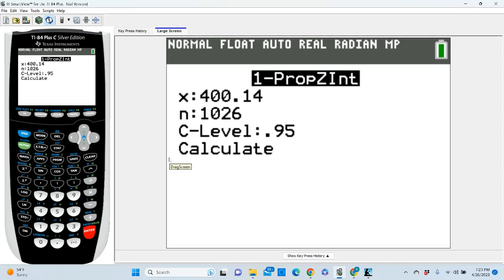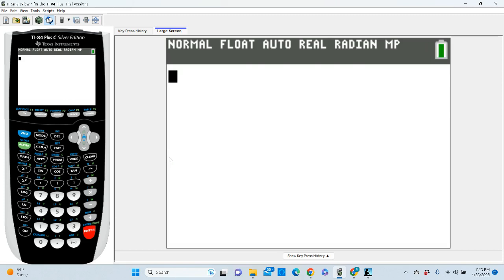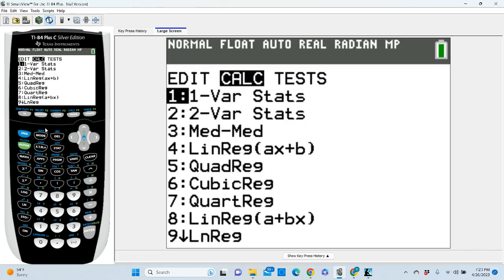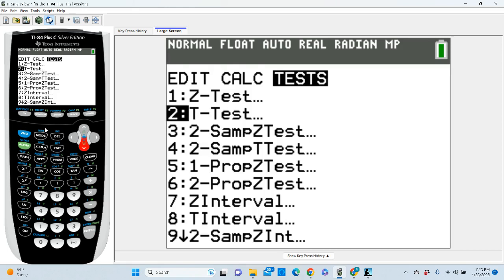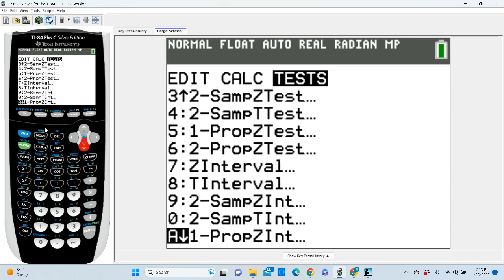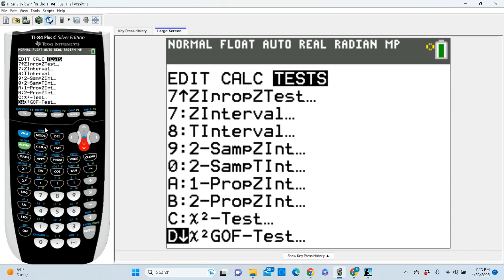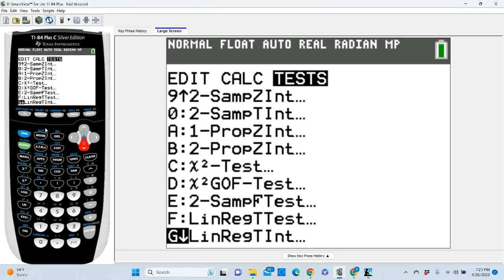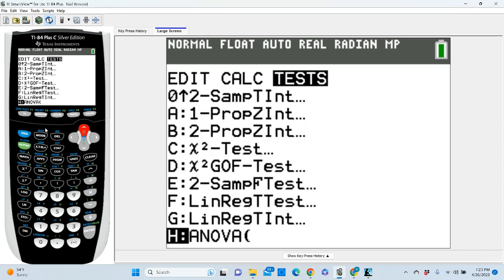Now when I go down to calculate, come on, stat calc. What did I do? No, tests. Sorry, I want a one prop Z interval. Don't know what I did wrong right now. Stop. Please stop. I don't know why it does this to me. All right, one prop Z interval. Let's try this again.